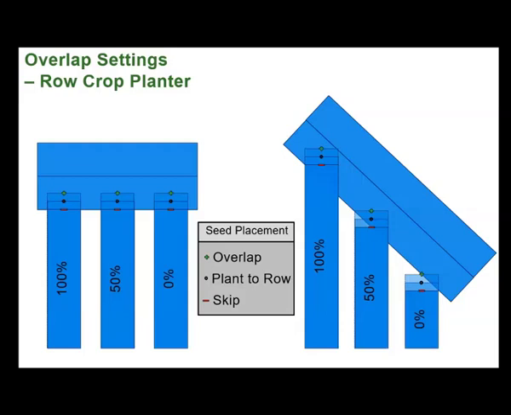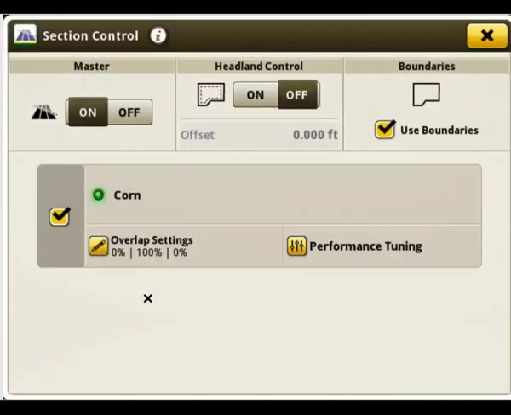The effect of plant to row is essentially to add half of a row width of overlap after the edge of previous coverage is crossed. If intentional skip is set to half row width, then a row crop planter's overlap settings will behave the same as other machine types. Let's view some examples of overlap setting adjustments.